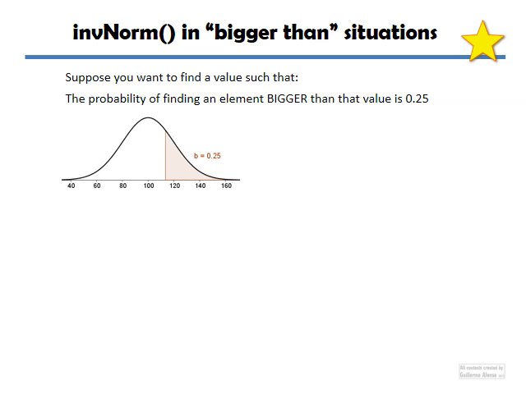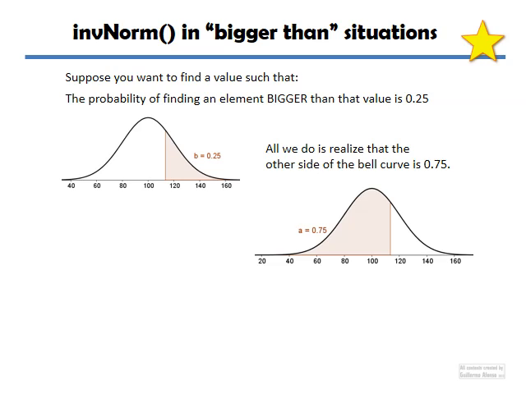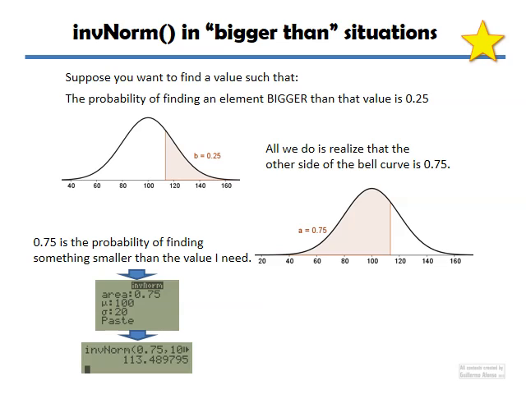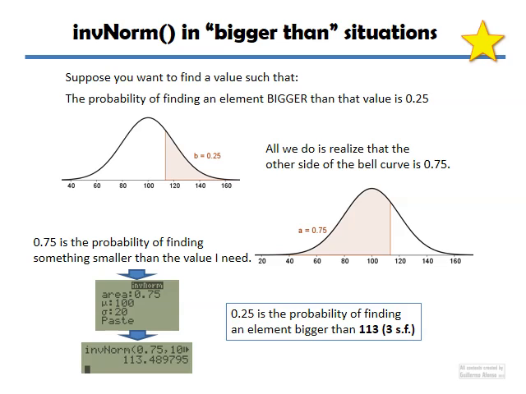Well, simply this is what I'm going to do. I'm going to realize that the other side of the bell curve is 0.75, because the whole area under the bell curve is 1. So if this is 0.25, this must be 0.75. Now, how is this helpful? I just go to my calculator. If 0.75 is the probability of finding something smaller than the value I need, I just paste it in my calculator, find out the value, and there you go. That's my answer. 0.25 now is the probability of finding an element bigger than 113.